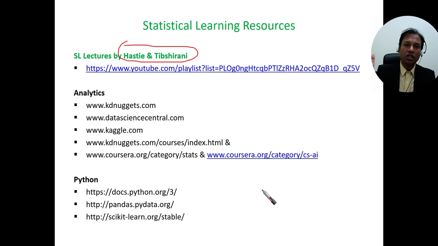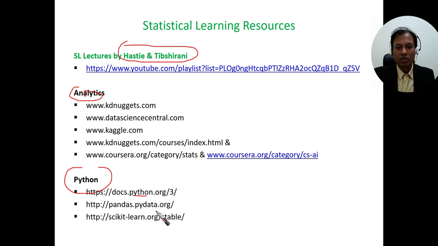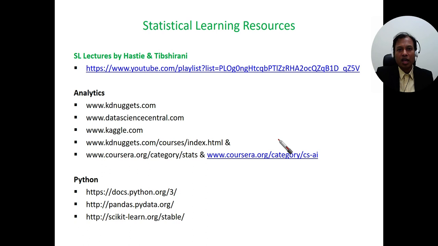There are also some analytics resources you can see. These are some Python resources, because we'll use Python. If you don't know Python, you can practice with them, and we'll use pandas and scikit-learn. So please work hard. If you don't have the ability or are not interested in working hard, don't take this course. And as I said, you must have an understanding of hypothesis testing and inferential statistics. If you don't, do not register for this course.